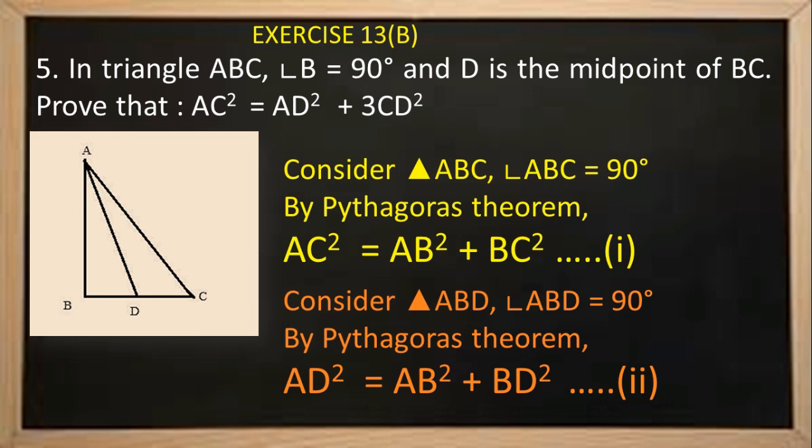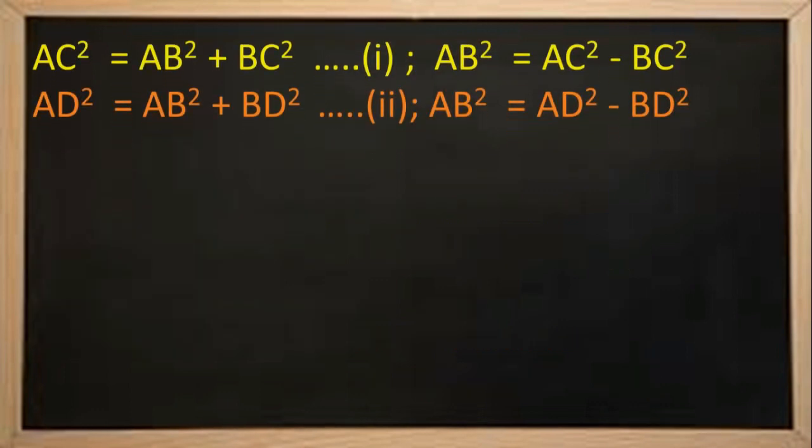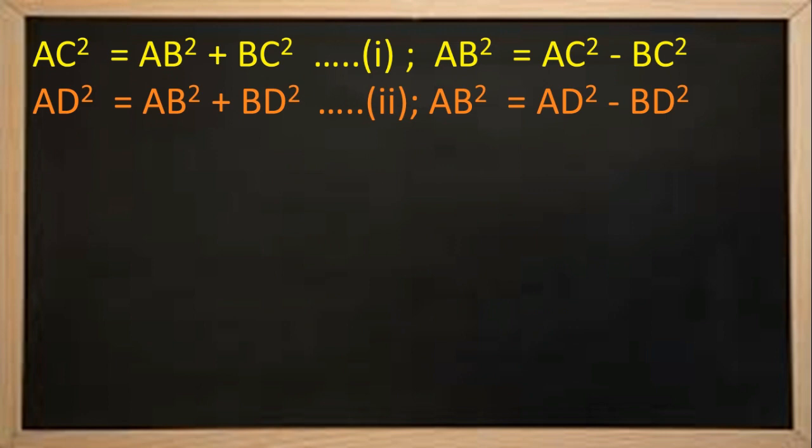If you observe result number 1 and result number 2, you can notice that AB square is common. Hence AB square is common in both the results. Let us rewrite the equations equated to AB square. So result number 1 is written as AB square is equal to AC square minus BC square. In a similar manner, result number 2 is written as AB square is equal to AD square minus BD square. Let us equate result 1 and result 2.